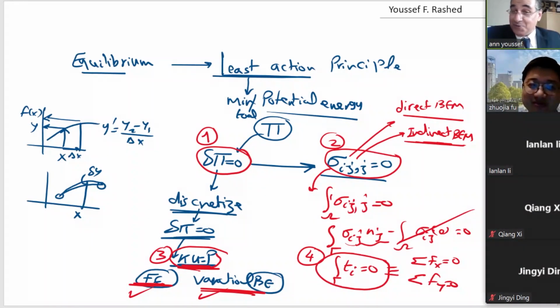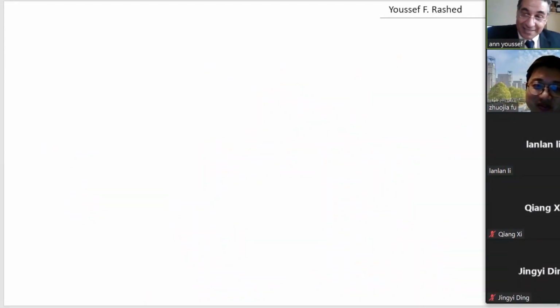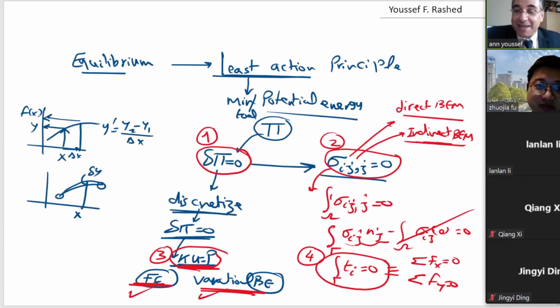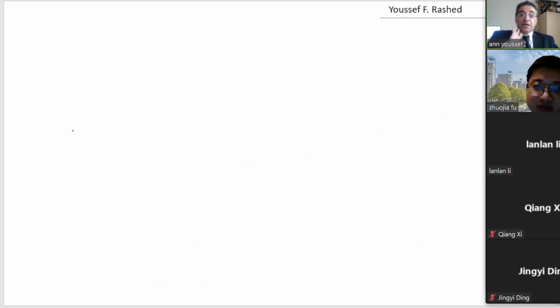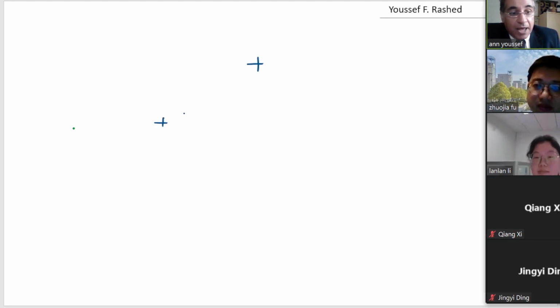I don't want to explain this now, but we should explain it when we talk about the variational formulation. If I ask a very simple question, how can I prove that the minimum distance between two points is a straight line? Can we prove something like this?